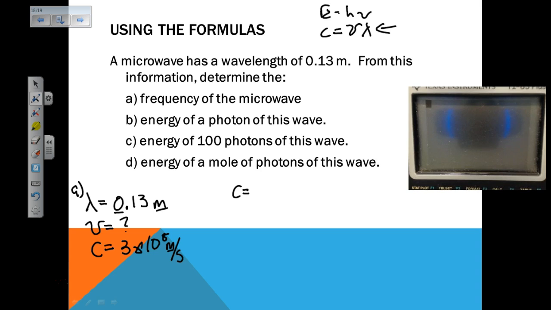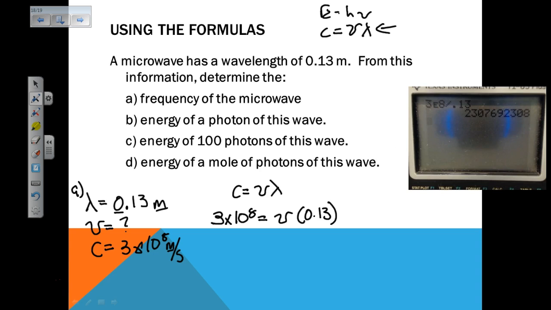Okay, so we have the formula. We're going to go c equals nu lambda. We plug in the numbers: 3 times 10 to the 8th equals nu, frequency, times 0.13. Okay, so we go 3e8, again that e means times 10 to the, divided by 0.13. And so now we get this crazy long number.